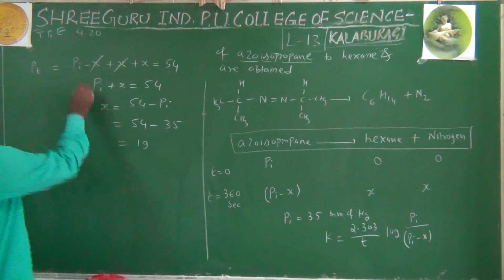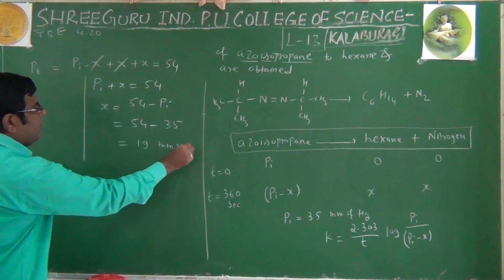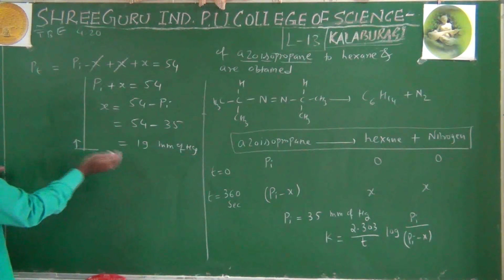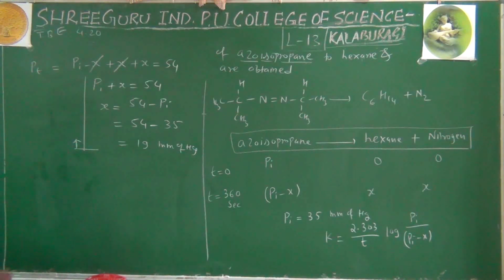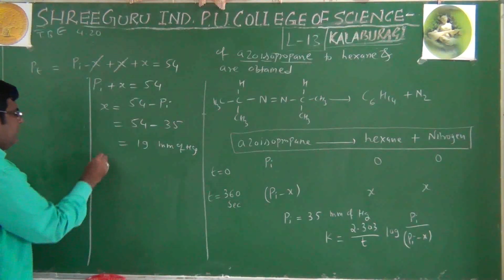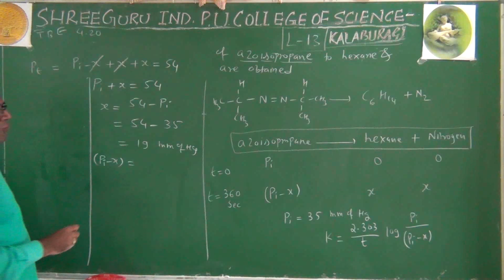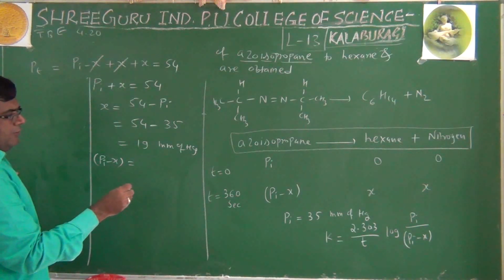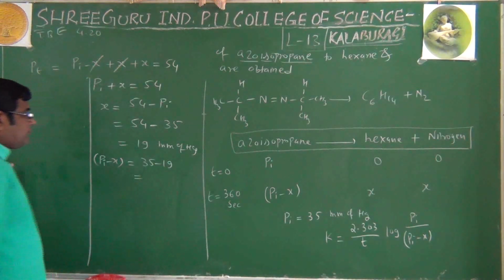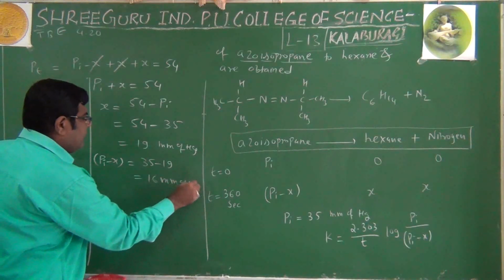So what is Pi minus x? I will write this in millimeters of mercury. I will make this arrow so that you should not get confused about which step we have to write next, or I will just continue with this one. Pi minus x equals Pi, already we have written, it is 35 minus 19, and that equals 16 millimeter of mercury.